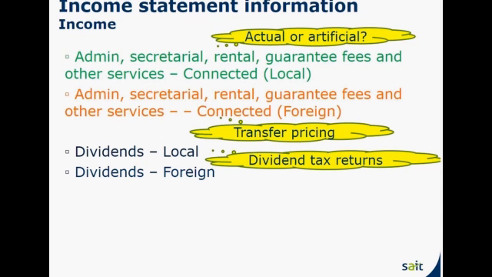Expenses side, the admin, secretarial, rental, guarantee fees, and other services that were paid to a connected local person, the question again would be: did they actually receive something from this connected person, or did they just make the payment? If you just make the payment without having actually received the service from them, your audit might be. So for connected persons in South Africa, if these fees are paid to them, then you're looking at the same as above, but also transfer pricing risk.